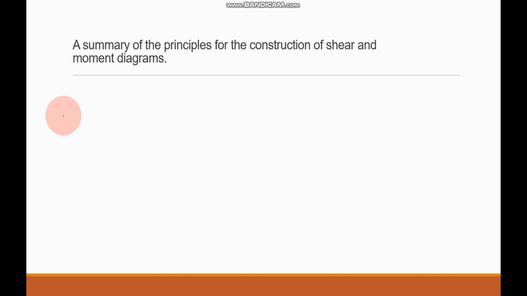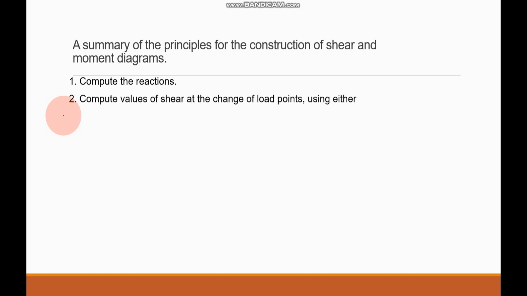So next, we have the summary of the principles for the construction of shear and moment diagram. So it is similar to the summary of how we solve the problems in the first part of this chapter. So, first step is to compute the reactions. You must compute the reactions at the supports. Second one, compute values of shear at the change of load points using either the summation of forces vertical at the left part of the segment or left part of the exploratory section or by taking the area of the load.